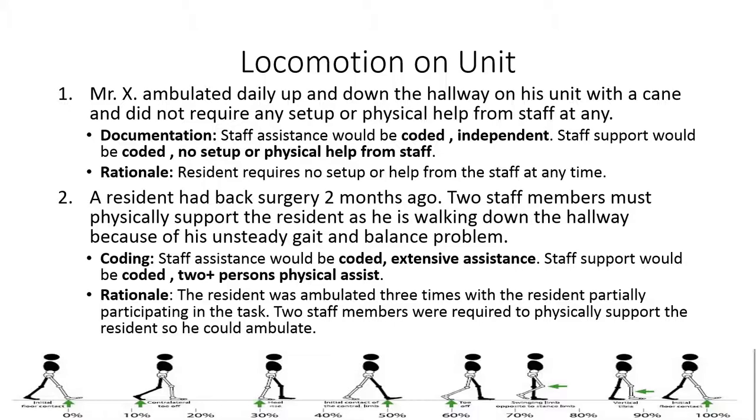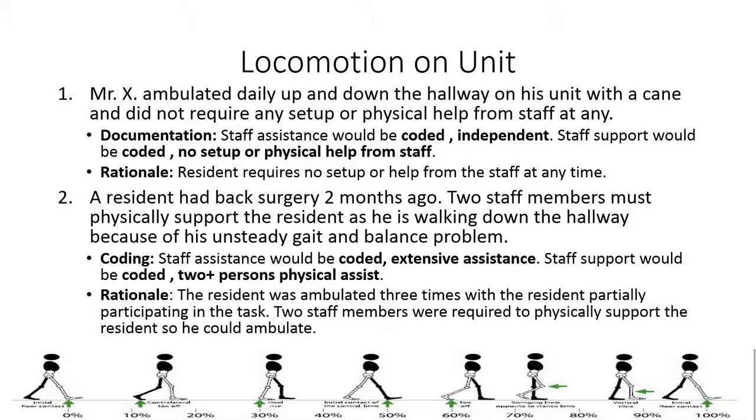Locomotion on the unit. Walking in the hallway. Mr. X ambulated daily up and down the hallway on his unit with a cane. He did not require any setup or physical help from staff at any time. So what would our documentation look like? He would be independent with no setup or physical help from staff. Our rationale, the resident requires no setup or help from staff at any time.